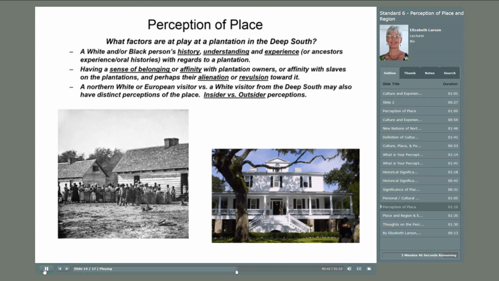A northern white visitor or European visitor versus a white visitor from the Deep South may also have a distinct perception of the place. A white visitor from the North or a European visitor will have an outsider perception or perspective, while a white visitor from the Deep South will have an insider perspective. What is your perspective?